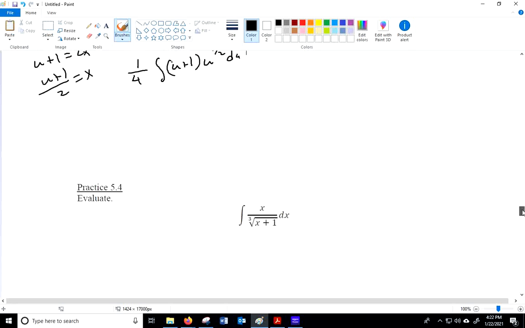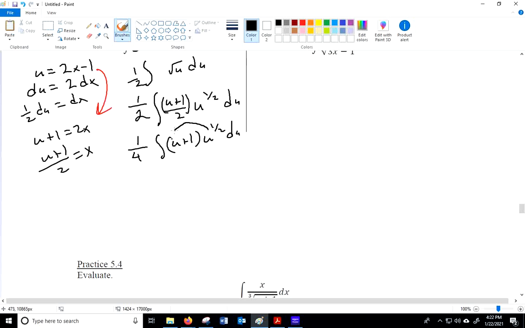Now, in this situation here, I need to distribute this u to the 1/2. That's the only way to make that work. u times u to the 1/2 is u to the 3/2, then plus u to the 1/2 du. We'll integrate.